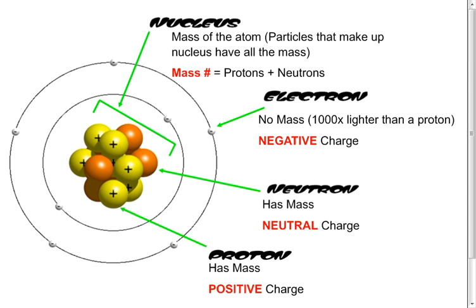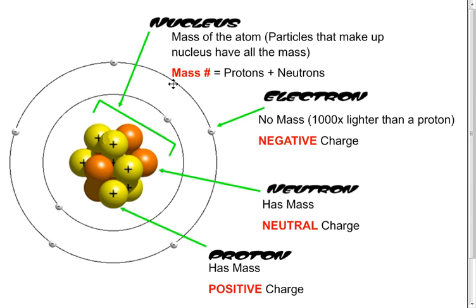All right, we're going to do a little review from yesterday. So you had this image in your notes, and we had this up on the board. We have the atom, and the atom has a couple key components in it. We're talking about subatomic particles. Okay, so first you have the nucleus, and the nucleus is the mass.